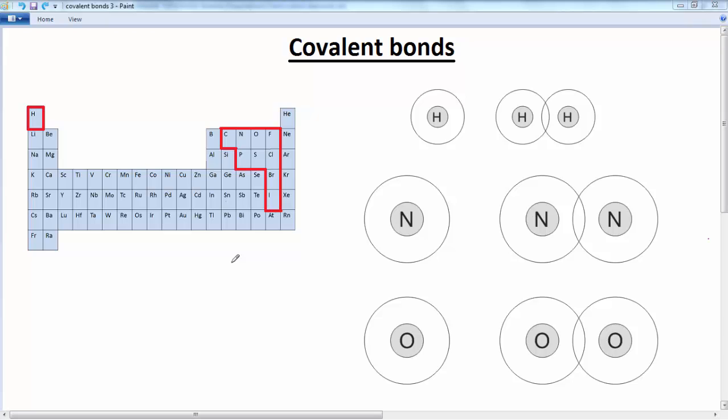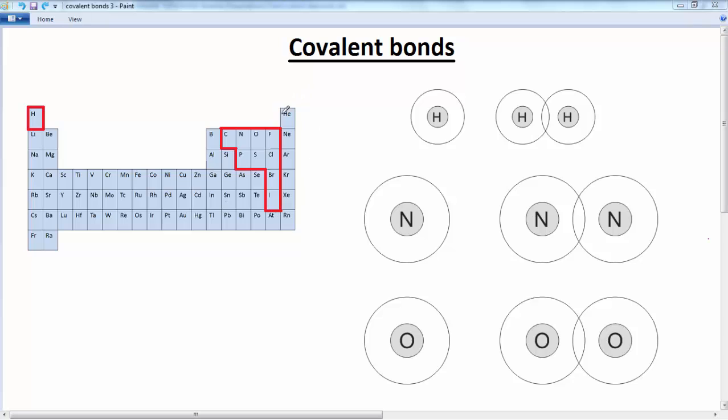In this lesson, we're going to continue to look at the dot and cross diagrams for various simple molecular structures. Now, if you look at the periodic table here, you can see the principal elements which are held together by covalent bonds. These are elements that you come across in your GCSE or IGCSE or high school chemistry courses, and these are all held together by covalent bonds.